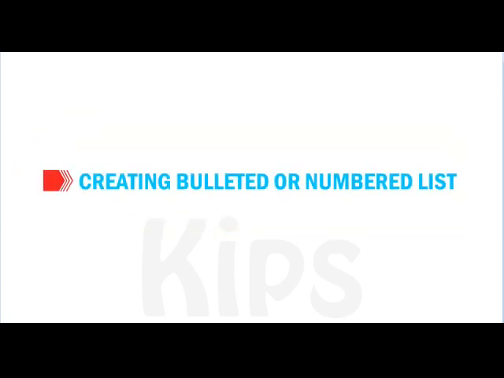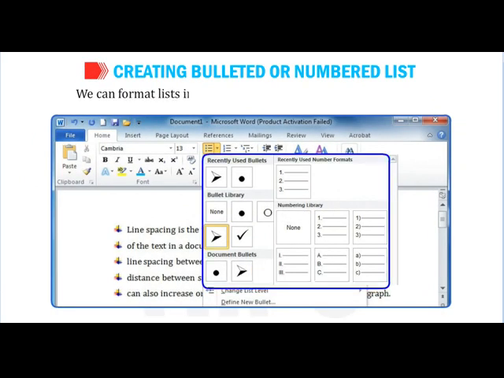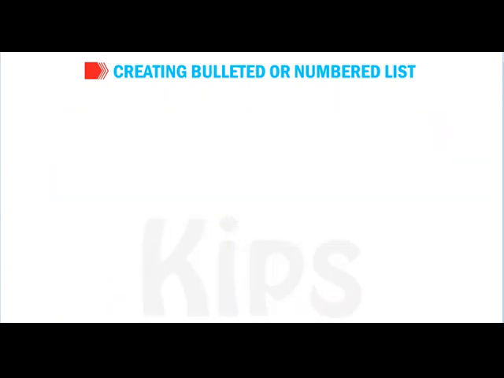Alright students, now let us learn how to create bulleted and numbered list. We can format list in a document by using bullets and numbers. A bullet is a small graphic symbol that indicates items in a list. To apply bullets to the text, follow these steps.